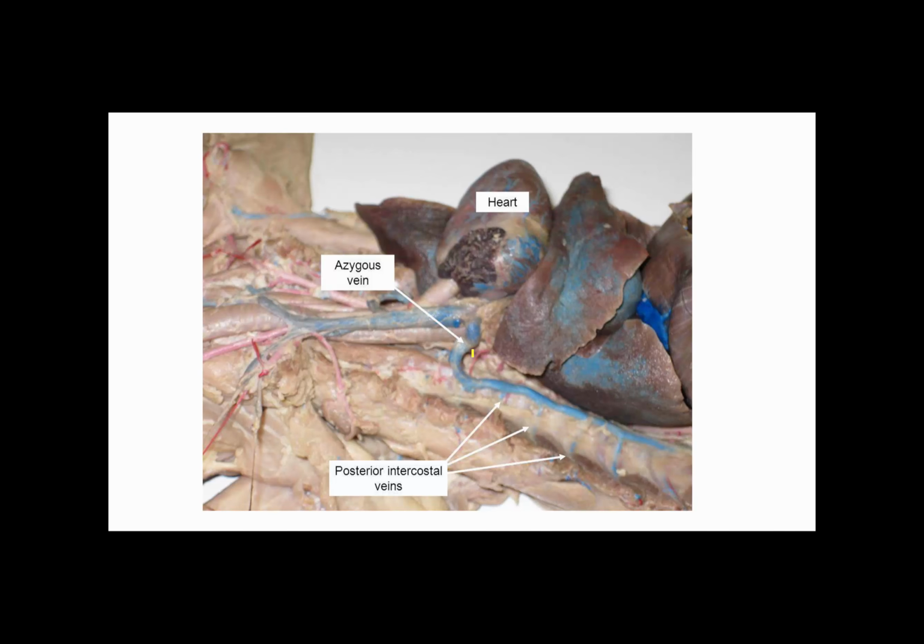Now, what you're seeing here is the superior vena cava, and dumping into it, see, here's the cat's vertebrae, all right here. Dumping into the superior vena cava is this vein that travels along the dorsal aspect of the thoracic cage, and this is called the azygos vein. And all of these little veins are intercostal veins, posterior intercostal veins.